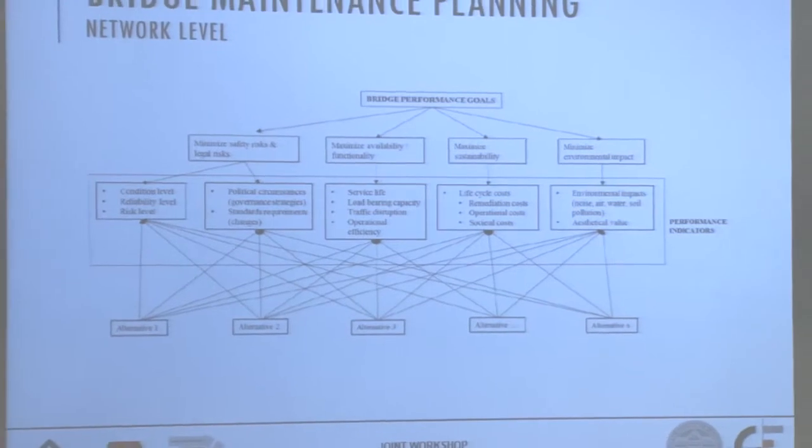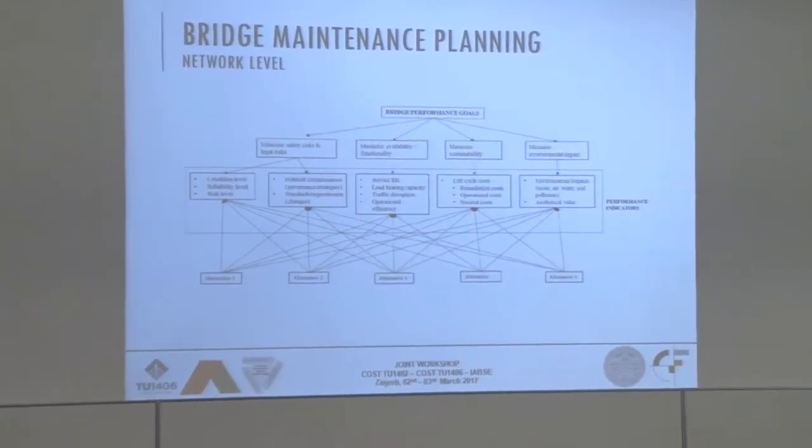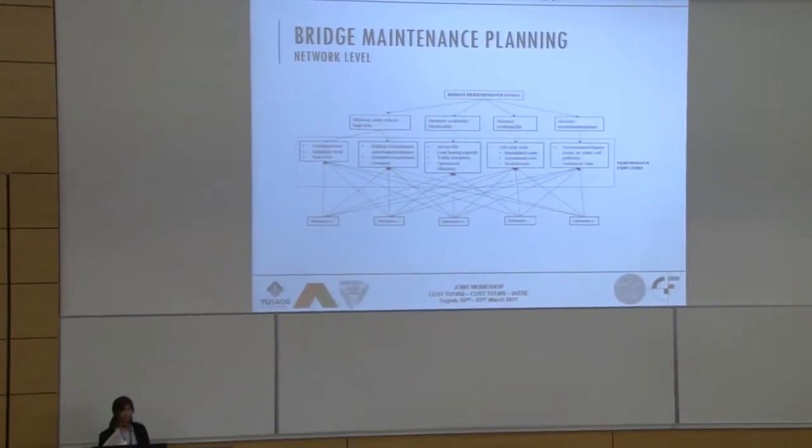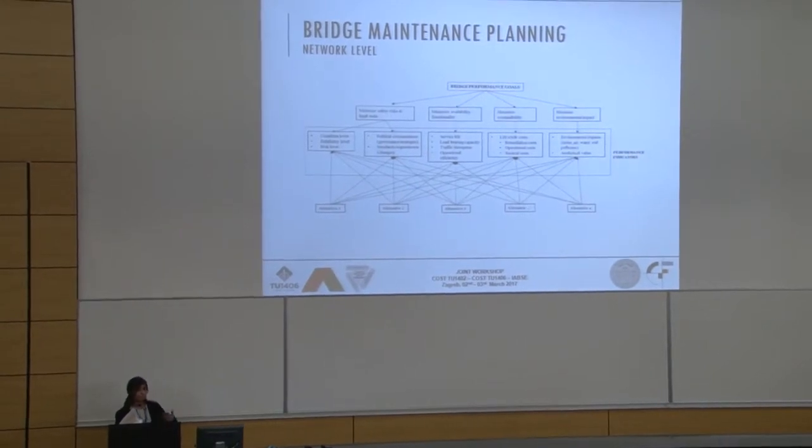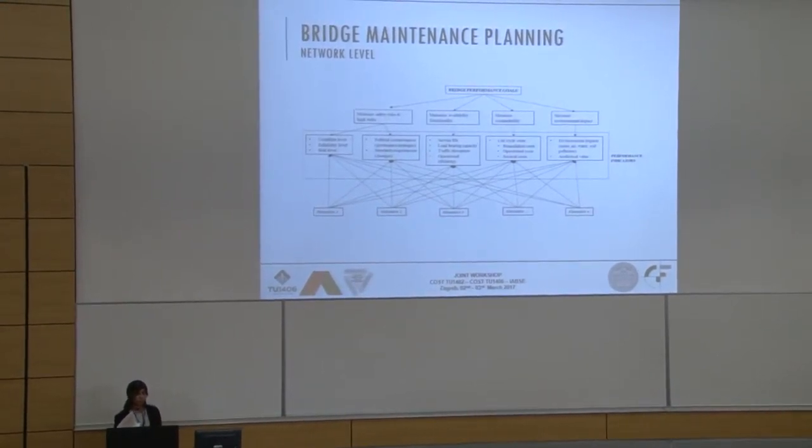There could be a number of these performance goals, and all of them could be conflicting with each other. To represent these performance goals, we have this detailed document of performance indicators that helps us quantify the performance goals in our decision-making problem or during our maintenance planning.